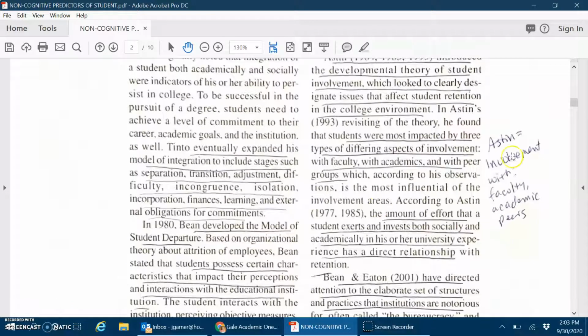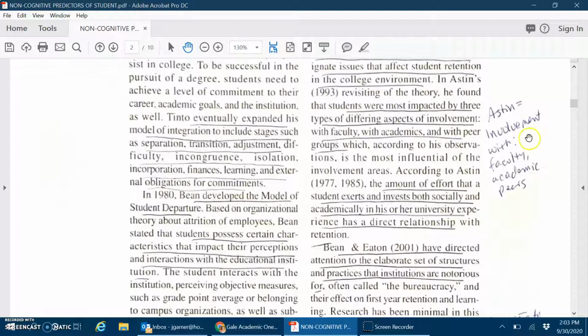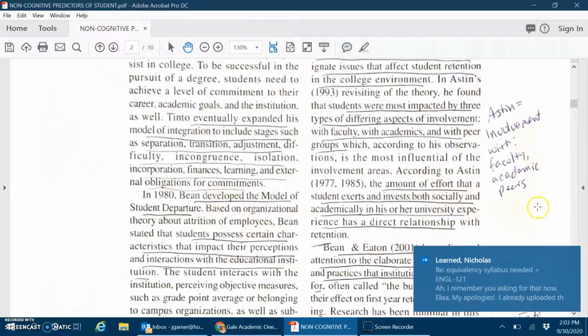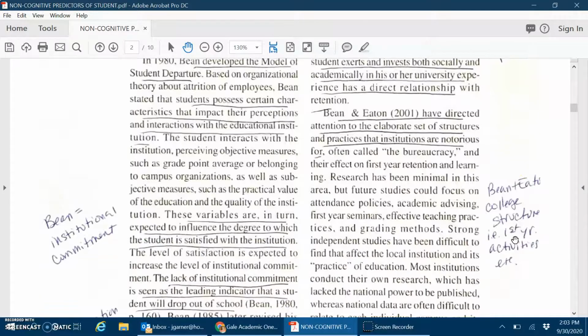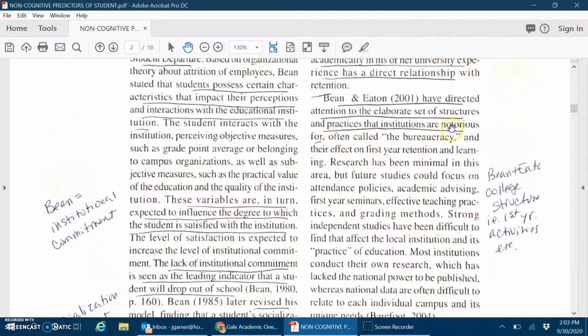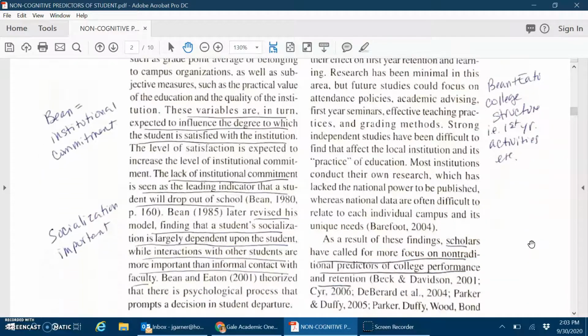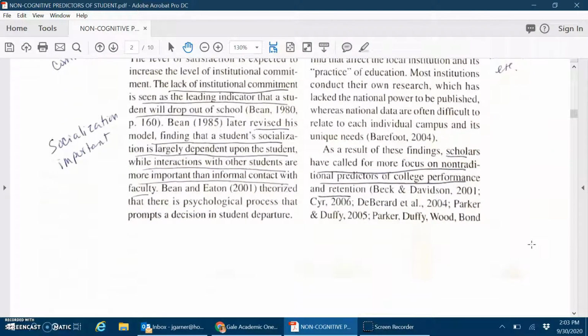All right, the next person is Astin, involvement with faculty and academic peers is his important thing. And he breaks it down to academics and peers. Then we have Bean again, and Bean joined with Eaton here to talk about the college structure, what the college is doing to help students to be successful.